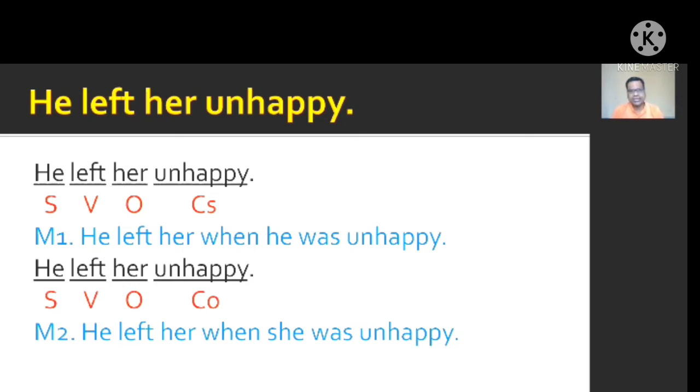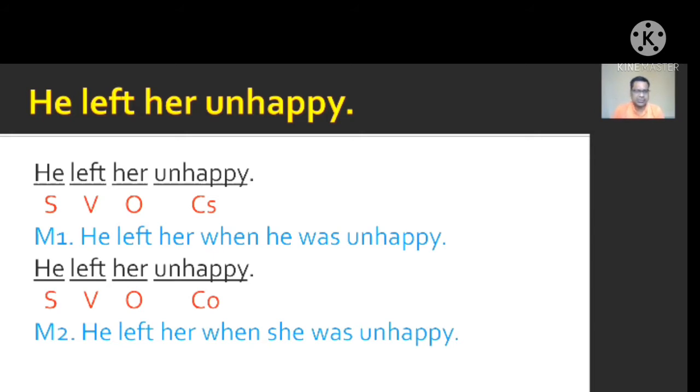He left her unhappy. Only 4 words are there in the sentence. He, third person, singular number; left, V2; her, possessive pronoun; unhappy. It shows the condition of your mind or psyche, right? So let us look at all these words from the structural point of view.